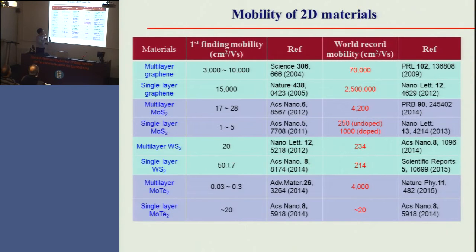This table shows the mobility of two-dimensional materials, and I put down some world record mobilities. For single-layer graphene, 2.5 million centimeters squared per volt second. Such a very high and very good material. But as I told you, this material cannot be used as a switching material or logic material.